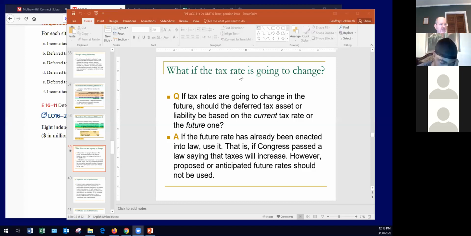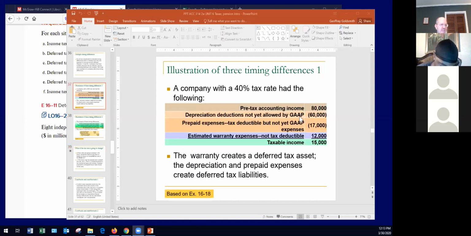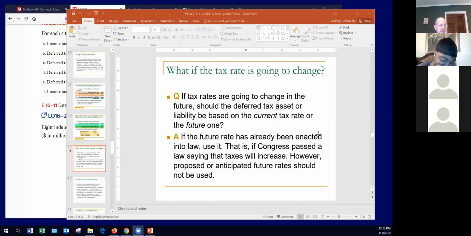What if the tax rate is going to change? If tax rates are going to change in the future, should the deferred tax asset or liability be based on the current tax rate or the future one? And remember, with this example here, the warranty expenses will be tax deductible in the future. But what we're saying is, if it's not a 40% tax rate in the future, then their deferred tax asset shouldn't be that high. It should be a lower amount.